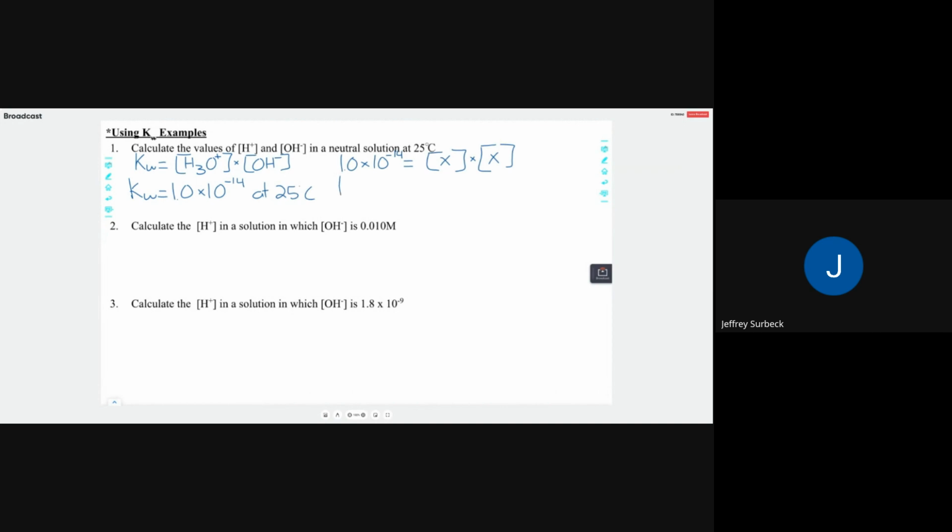We have 1.0 times 10 to the negative 14th equals X times X, which, what is it? X squared, perfect. Now, how do we get X all by itself? Too easy. Take the square root of this value. Now, X, which is equal to H3O plus, and is also equal to our OH minus. If we take the square root of 1 times 10 to the negative 14, anybody know what we get?